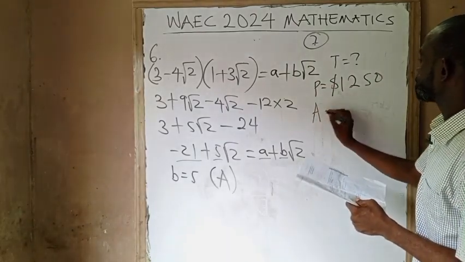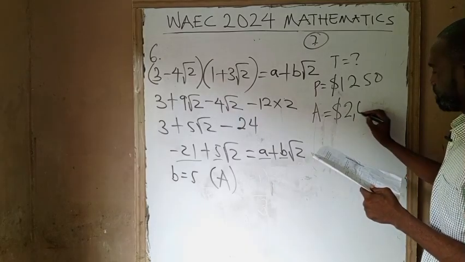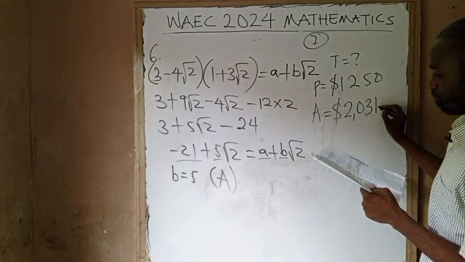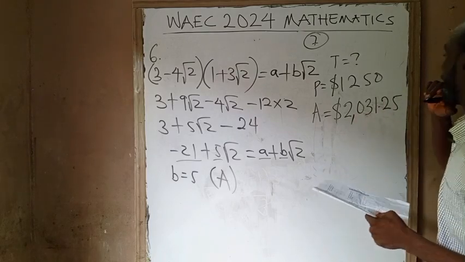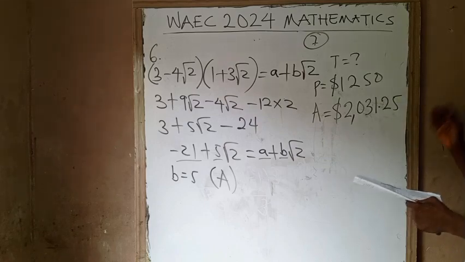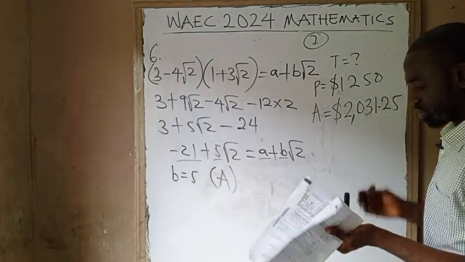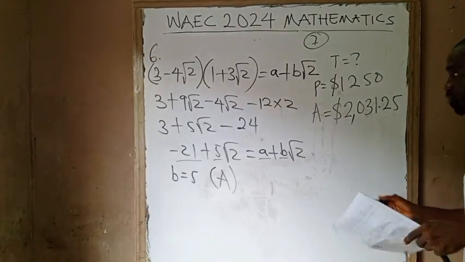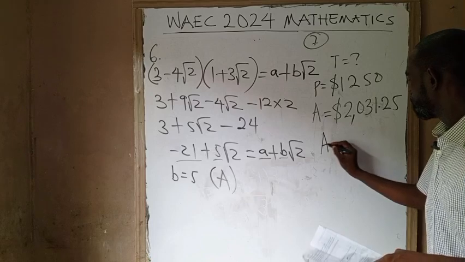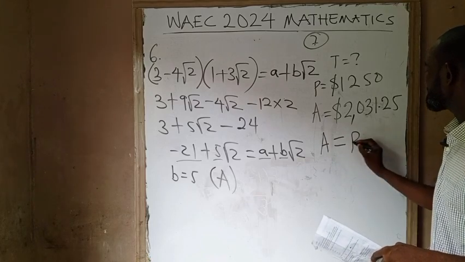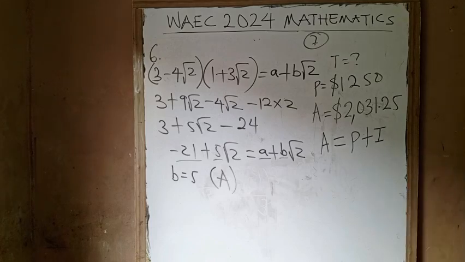amount is $2,031.25, that is 25 cents. So this question is under simple interest, but we have to find the time. We don't know T. But we know that our amount is always equal to principal plus interest. Let us get the interest first.